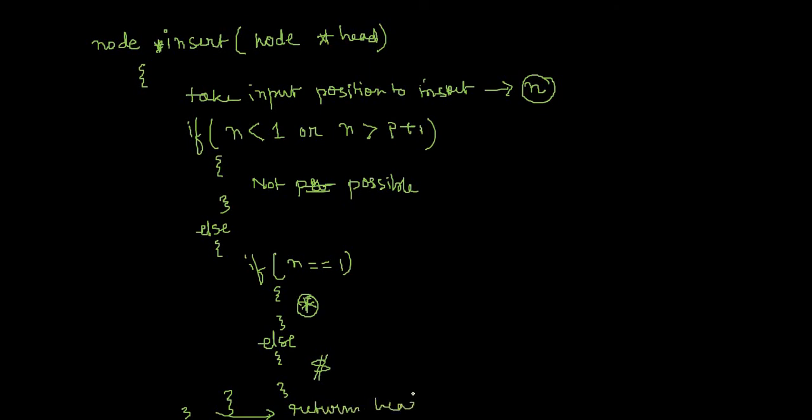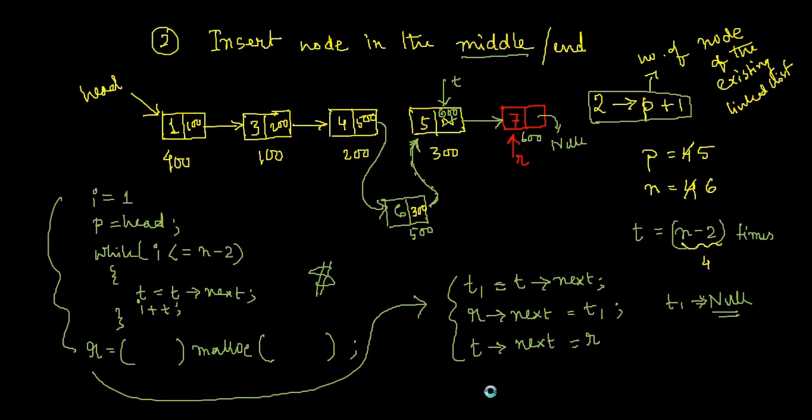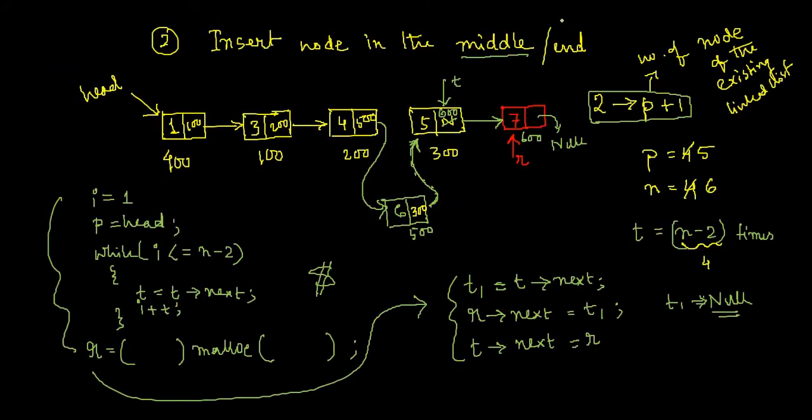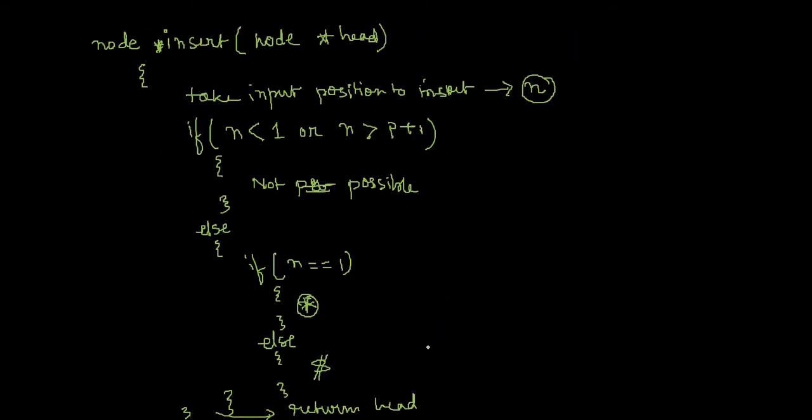And ultimately at the end here, you must have a return statement. Return what? Return head, obviously. Because there is a possibility to change this head if it is at the beginning. But if it is at the middle or end, your head is not changed. But you cannot write two different return statements in a single function. That's why it will always return the head. If it is changed, then the changed node. If it is not changed, then the previous one. Ultimately, it will return the head to the main function from where the insert function was called.